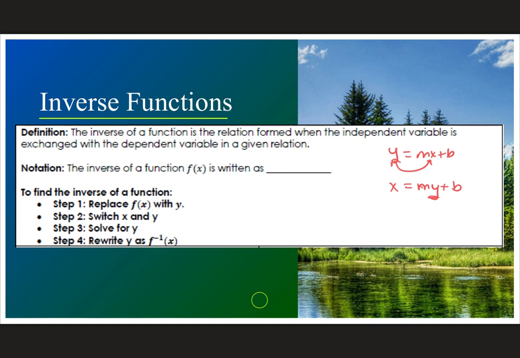So the inverse of a function f of x is written with a little -1 sign. The -1 part is what means inverse, and it means that you've gone through and done this whole process. So step 1 is to replace f of x with y. Then step 2 is to switch x and y. Step 3 is to solve for y. And step 4 is to rewrite it with f to the -1 of x.